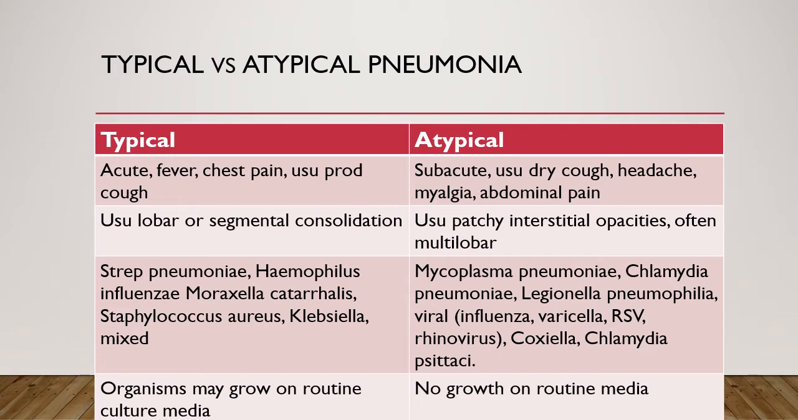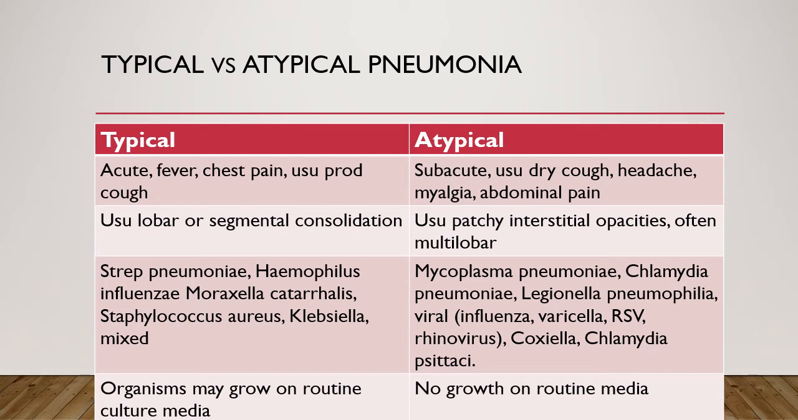And whereas atypical pneumonia occurs due to organisms like Mycoplasma, Chlamydia, Legionella, and different viruses like influenza, varicella, the respiratory syncytial virus, and rhinovirus. Other organisms like Coxiella and Chlamydia may also cause pneumonia. So, a history of being exposed to sheep and birds should also be taken. These atypical organisms do not grow on routine culture media.